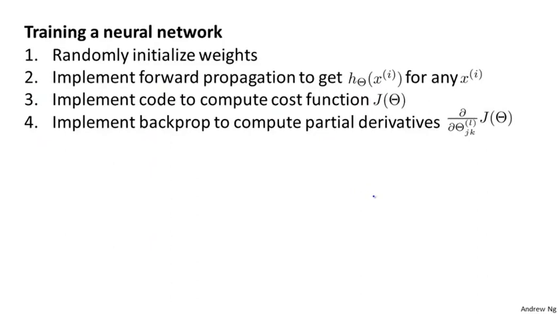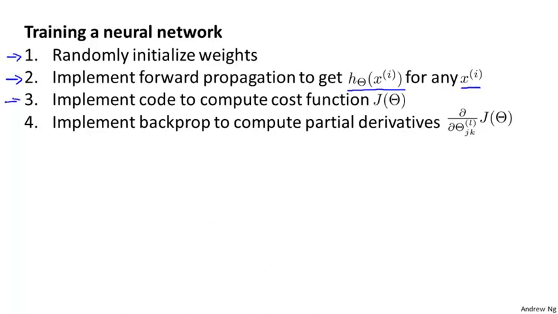Next, here's what we need to implement in order to train a neural network. There are actually 6 steps, with 4 on this slide and 2 more steps on the next slide. First step is to set up the neural network and to randomly initialize the values of the weights. And we usually initialize the weights to small values near 0. Then we implement forward propagation so that we can input any input x to the neural network and compute h(x), which is this output vector of the y values.